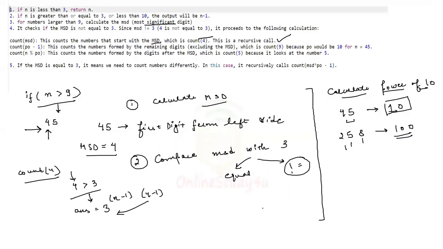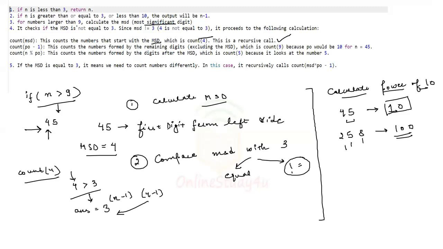I have summarized the steps. First of all, you have to check two base cases. If your n is less than 3, then you will return n. If your n is greater than or equal to 3 and less than 10, the output will be n minus 1. You can simply return n minus 1. Then, for the numbers that are larger than 9, you have to calculate MSD, and after calculating MSD, you have to compare it with 3.